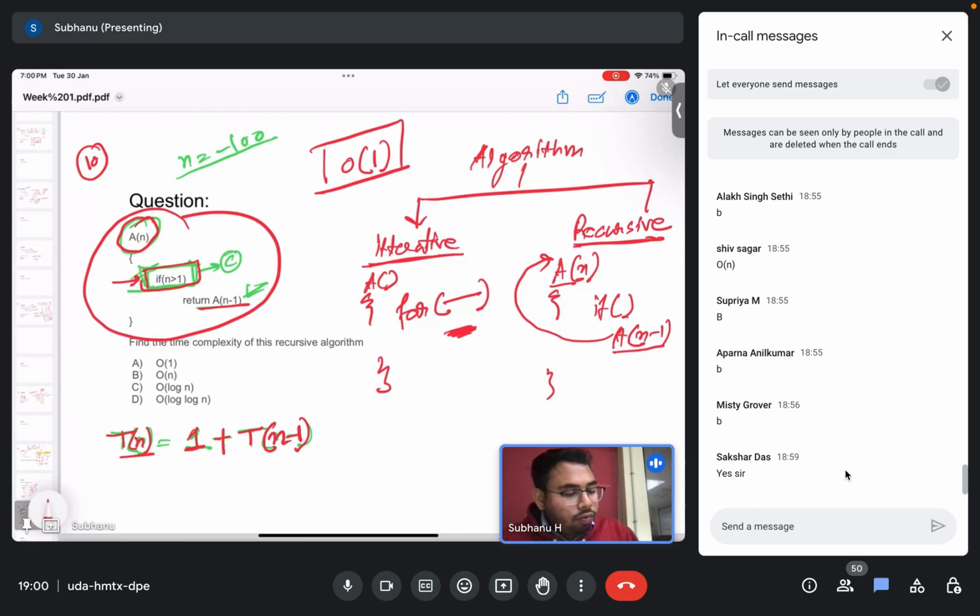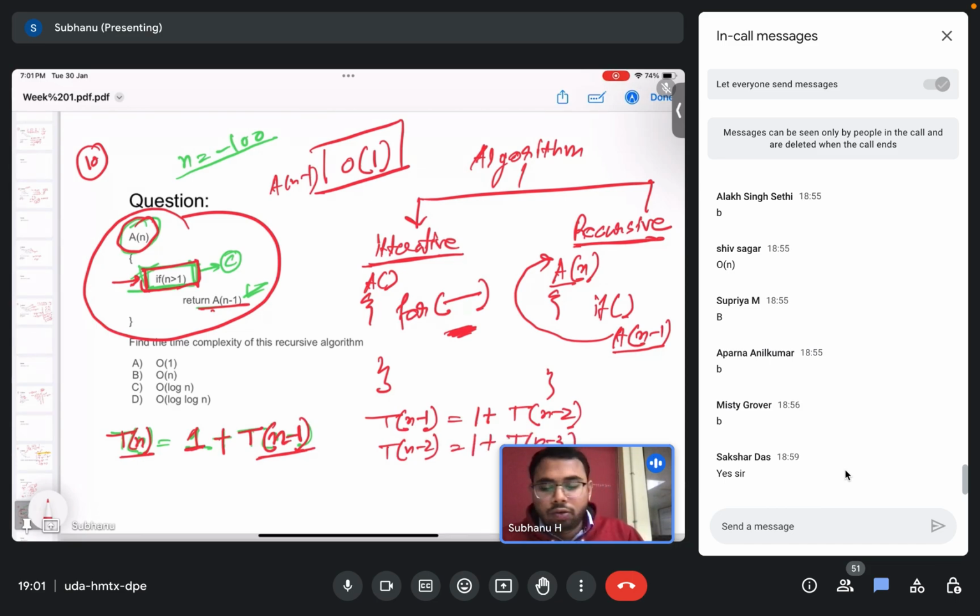Okay, so what can we do? To do this T(n-1) amount of work, we have to do the same thing. For n minus 1, it will come to this condition, check it, then it will come here also. So I have to do T(n-2). And for T(n-2) I have to do T(n-3) amount of work. Okay, so now how can we solve this one?